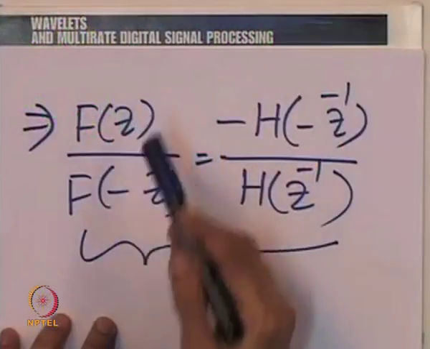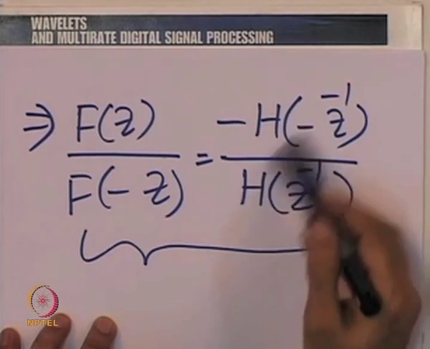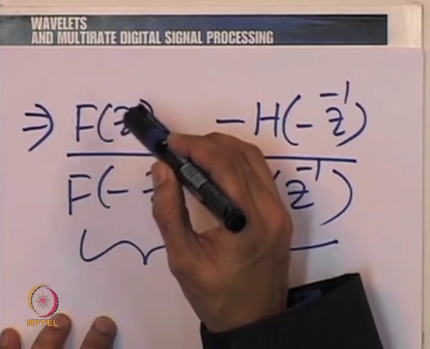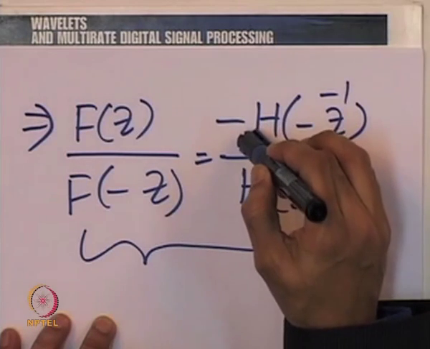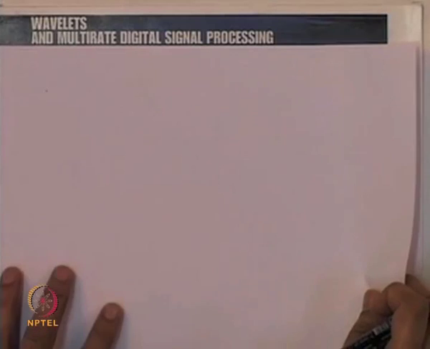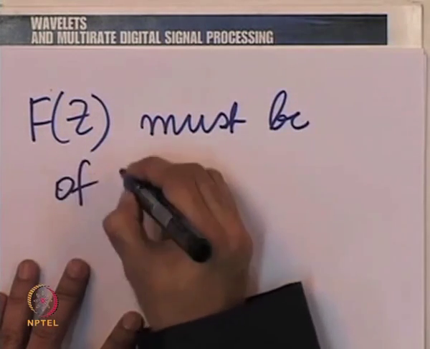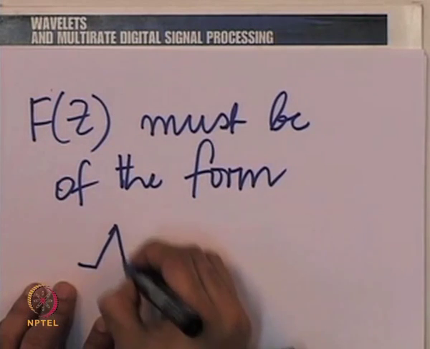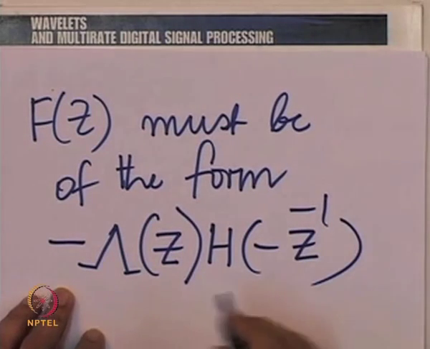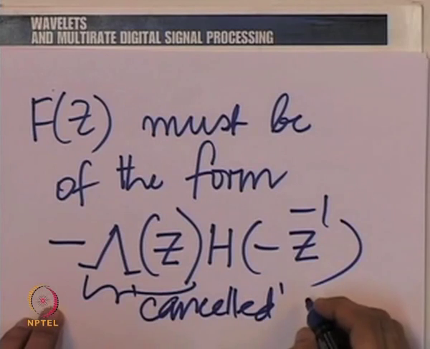So, in this ratio F(Z) by F(-Z), we have got on the right hand side something that has no specificity at all. It depends only on the low pass filter essentially of the filter bank. And therefore, we can note that when we take a ratio, the difference between the numerator on the left hand side and the right hand side must in general be a function of Z. So, we could in general say from this that F(Z) must then be of the form some capital lambda(Z), a function of Z, times minus H(-Z inverse). So, this is the factor which got cancelled, cancelled in that ratio.